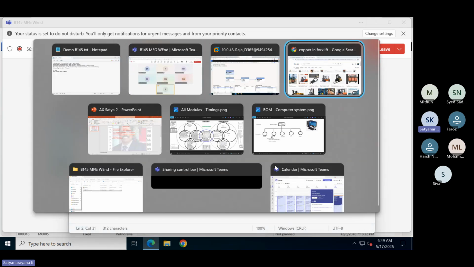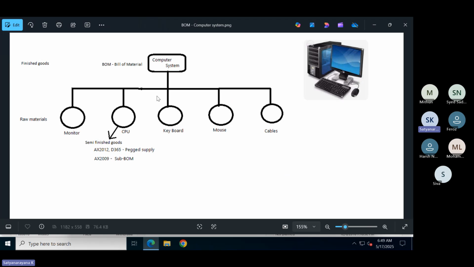Bill of material means, a simple example for easy understanding. If you want a computer system, we need monitor, CPU, keyboard, mouse and cables. Combined together, it is BOM. That is called, business users will call it finished goods. Okay, you mean to say to manufacture a product, we need to assemble C, D, E, F products, correct? Yes, that is bill of material.